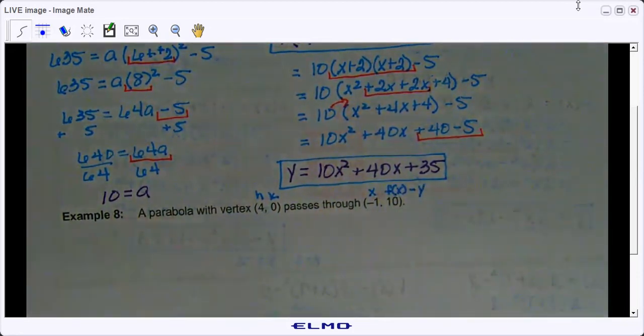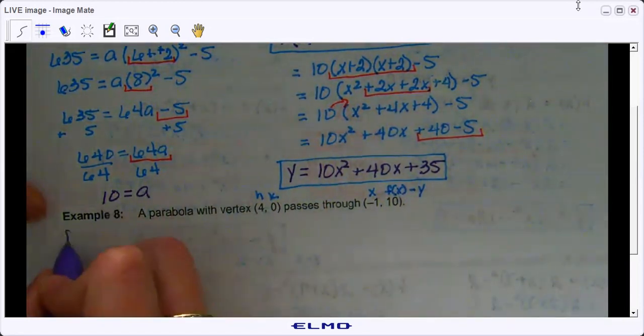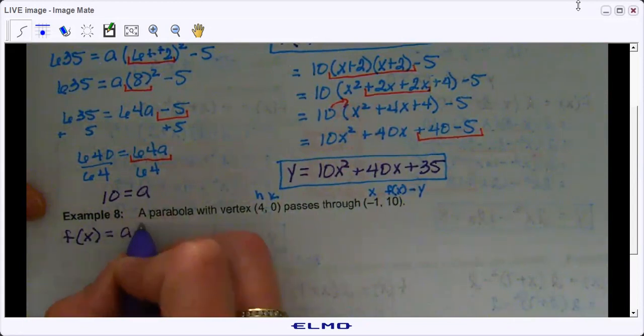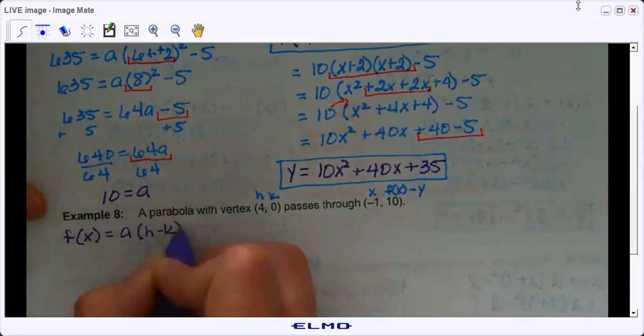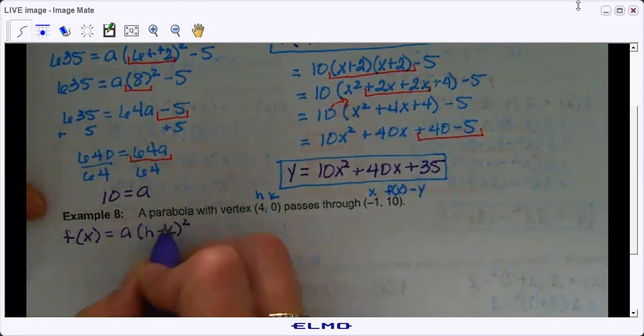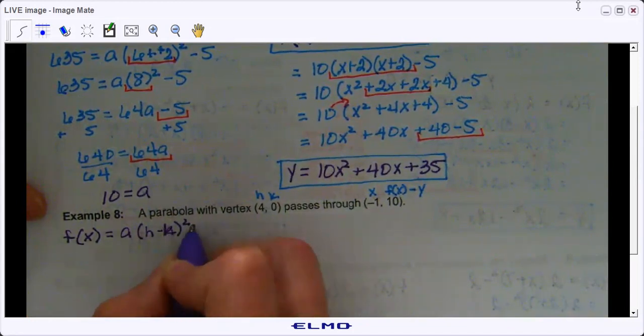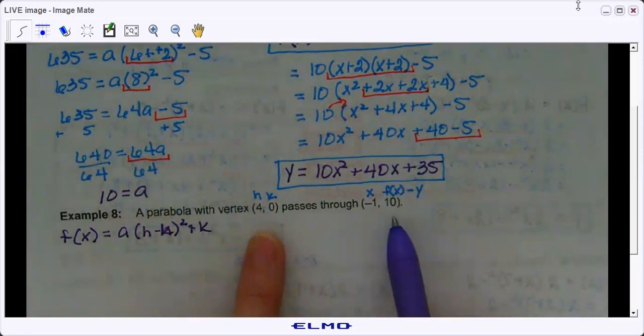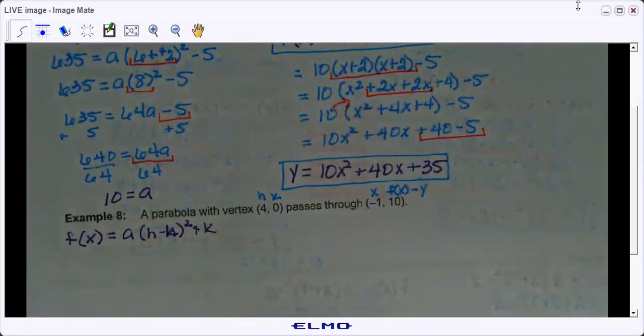So what I want you to do is take the vertex form of the equation. That should be H. And I want you to plug these numbers in, and then we're going to check to make sure you plugged in correctly, and then I'm going to have you solve it. Go ahead and plug those numbers in.